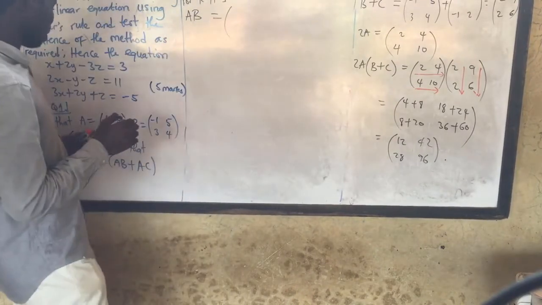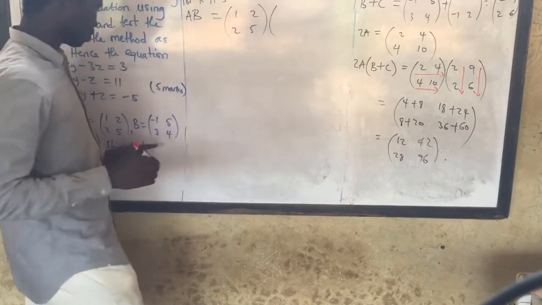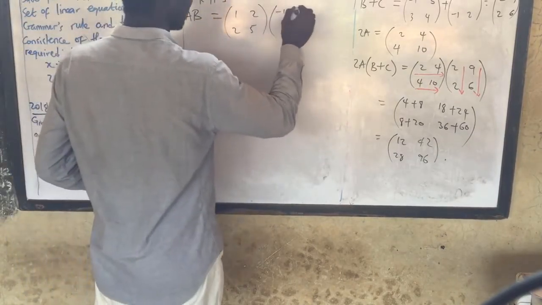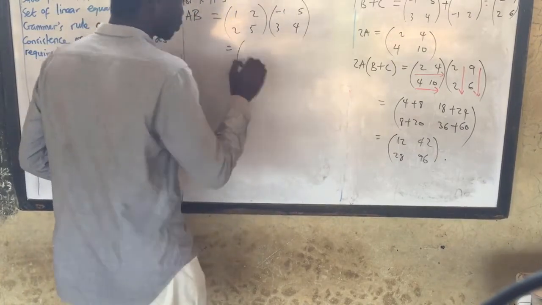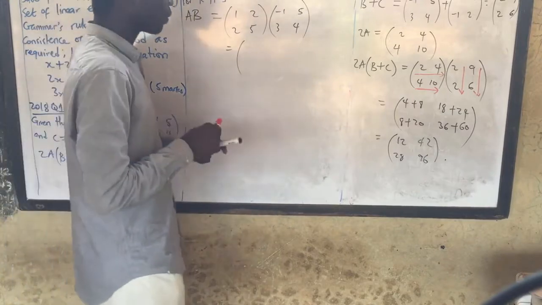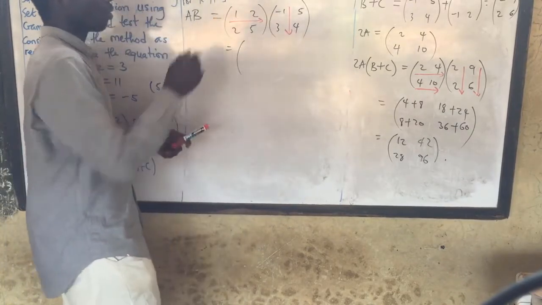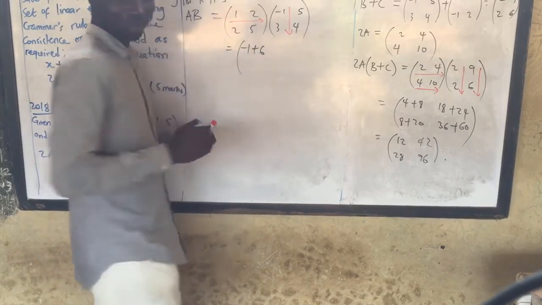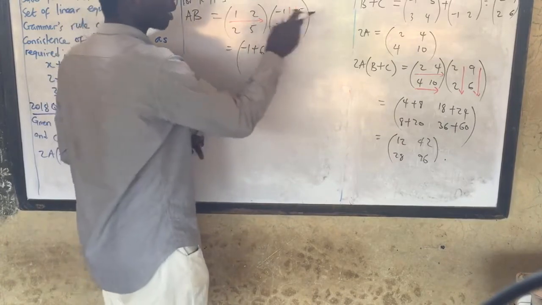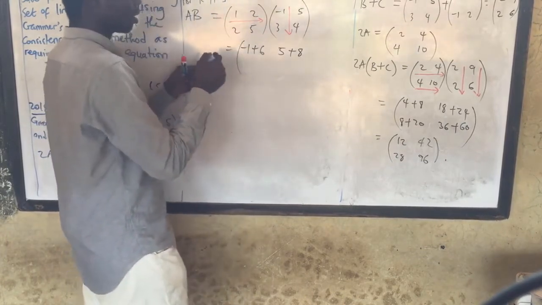A is what? 1, 2, 2, 5. B is what? Minus 1, 5, 3, 4. So this one will be equal to, now you will have this. Multiply this way. 1 times minus 1, minus 1. 2 times 3, 6. You see the way I'm adding it now? Very fast. 1 times 5, 5. 2 times 4, 8. Then I'm done with that one.